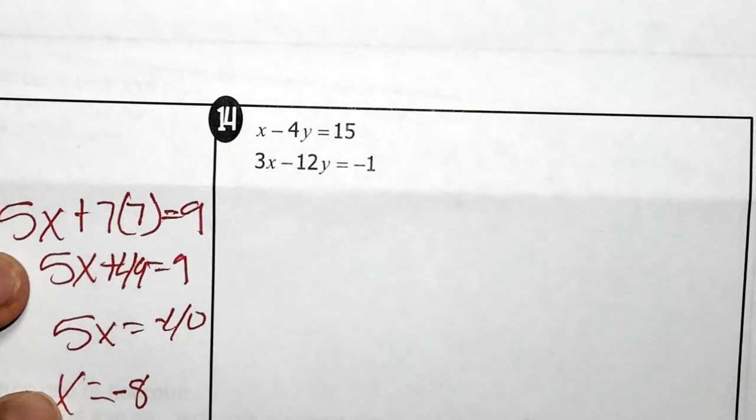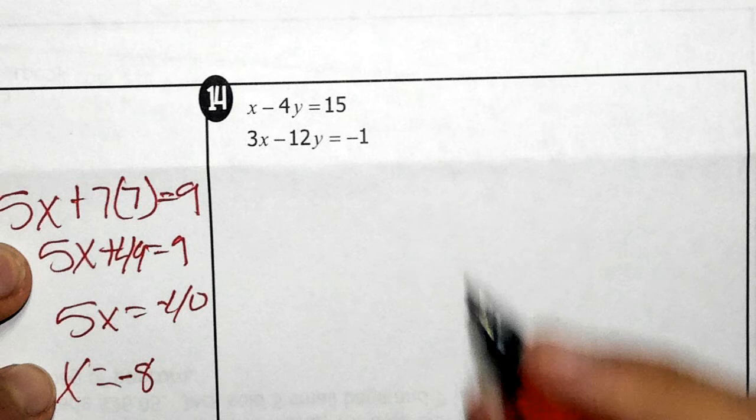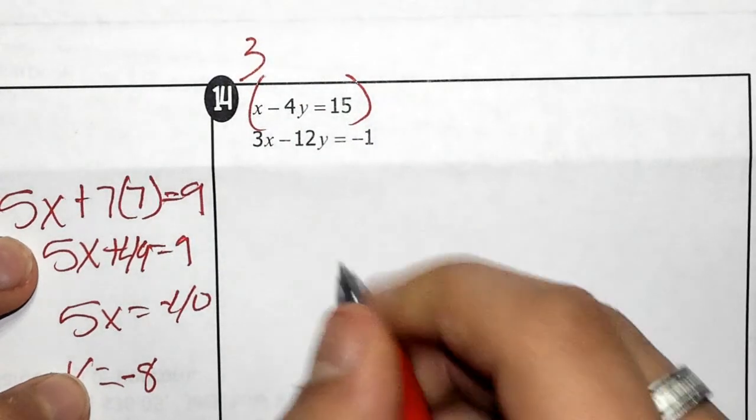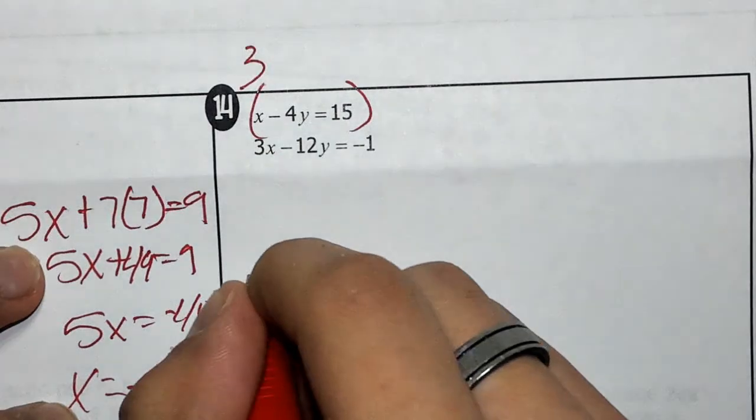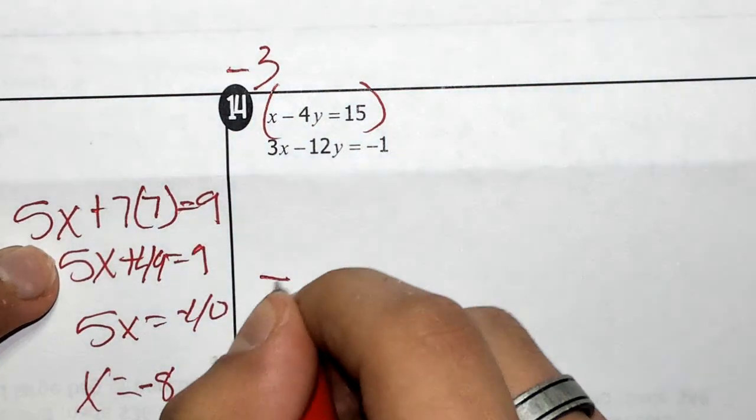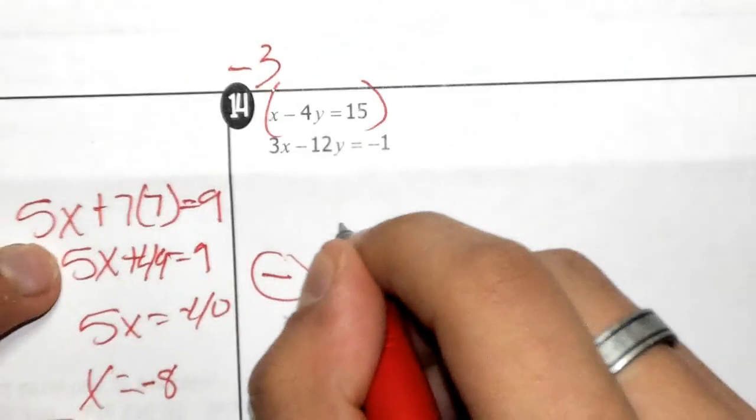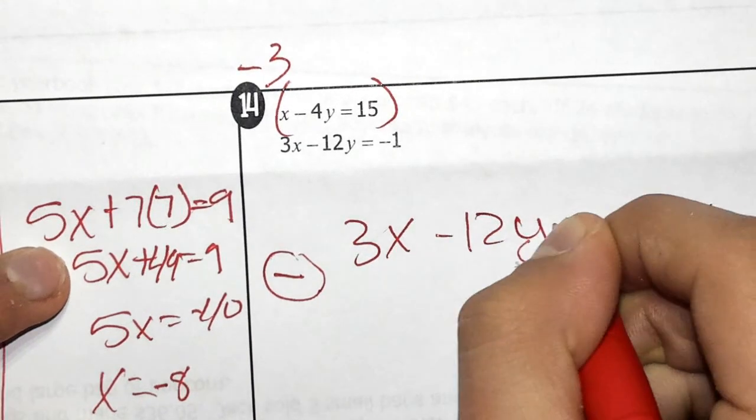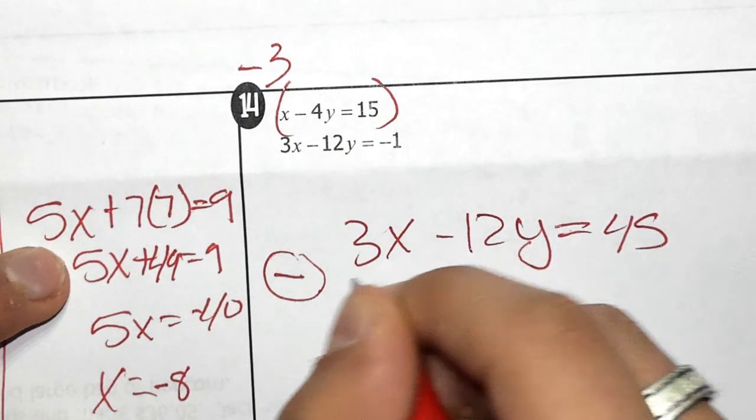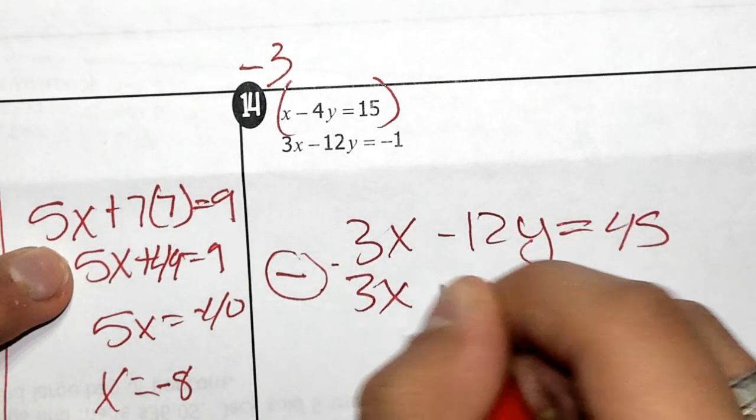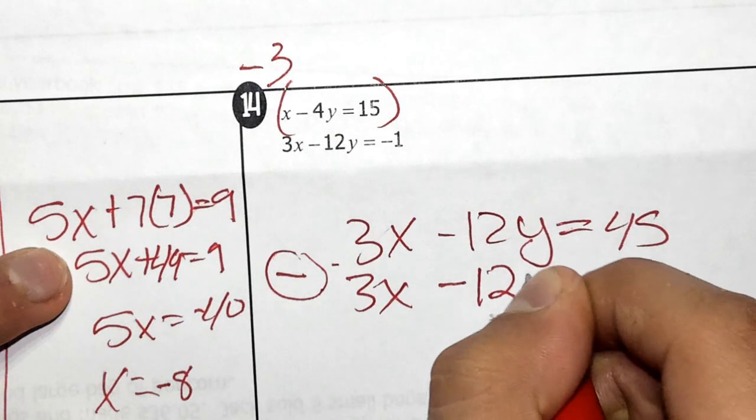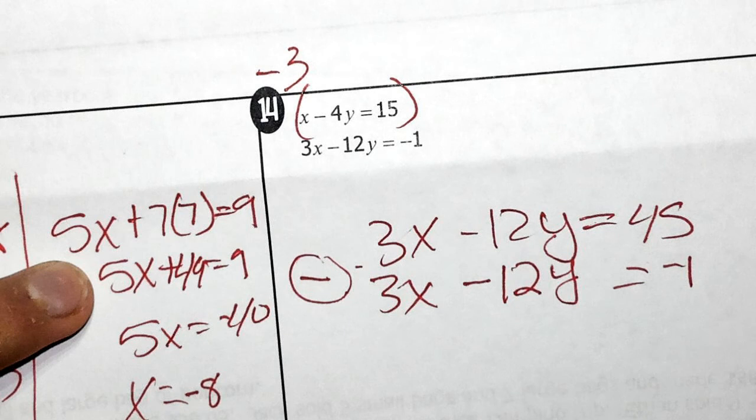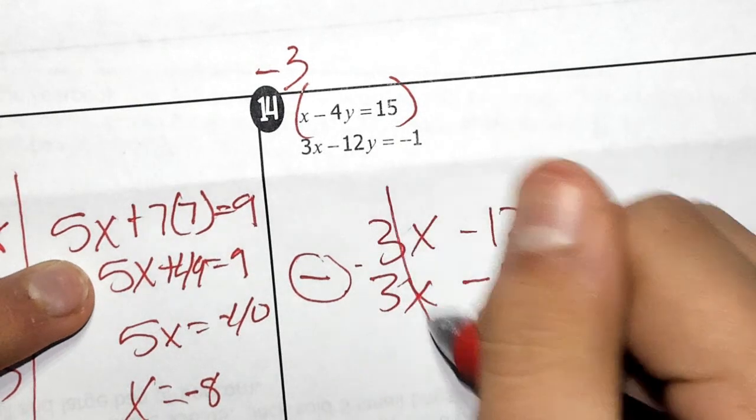There we go. Alright. So this one's pretty easy. 3 is all we need to do. And we're going to subtract. So it's going to be a negative 3. Negative 3x minus 12y equals 45, minus 3x minus 12y equals negative 1. Alright. So then cancel each other out.